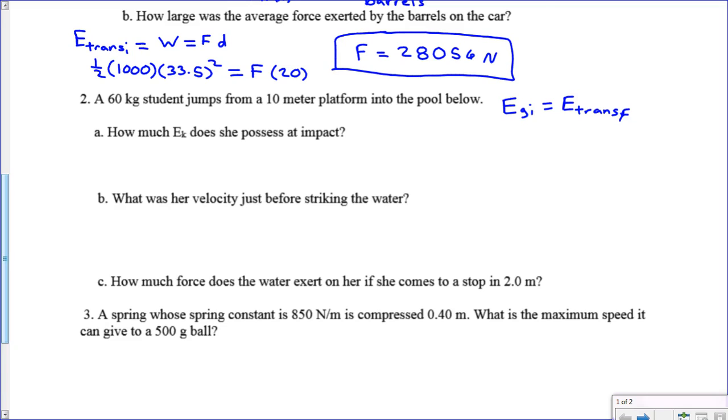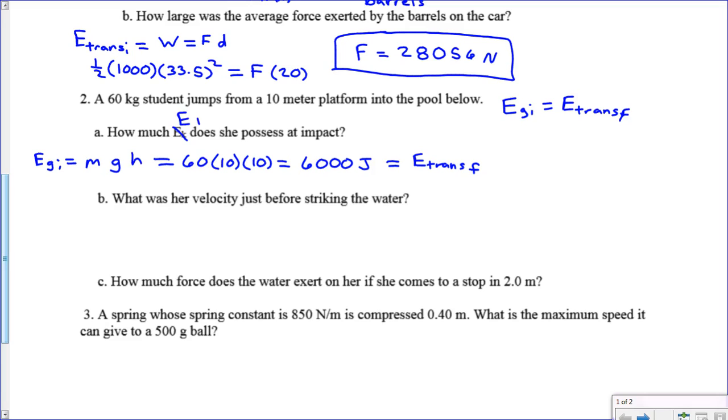So the first thing that I'll do then is I'll say, all right, well, EGI equals her mass times gravity times the height that she was at, which is 60 kilograms times 10. All right, and the height was 10 meters. So what we end up with here is 6,000 joules. And that also equals her translational energy. All right, so that's how much EK, how much E-trans, she ends up with at the end.